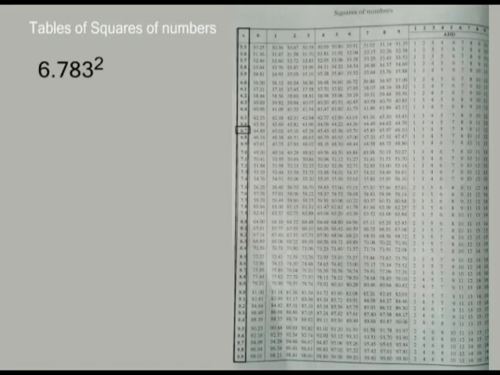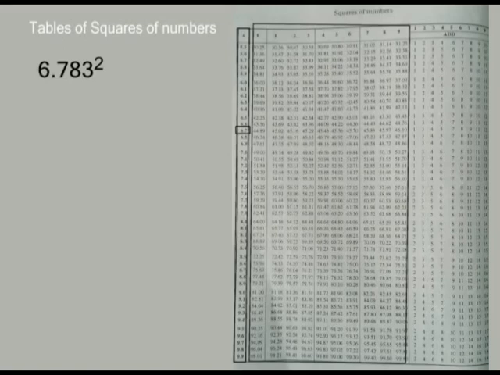This column is then followed by 10 columns headed by 0, 1, 2 up to 9. These columns provide the second decimal place of our number. And so for our number 6.783, we shall go to the column headed by 8. And since our first decimal place fell under 6.7, we shall follow this row of 6.7 up to where it coincides with the column headed by 8. We read this number. It's 45.97.